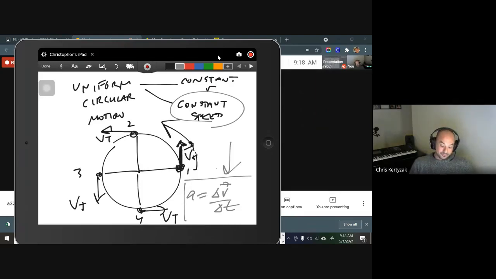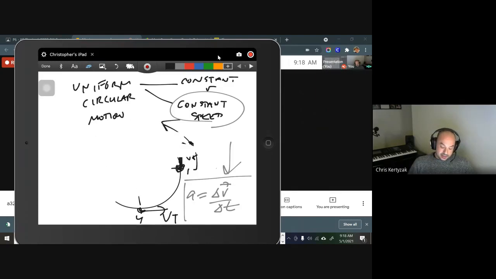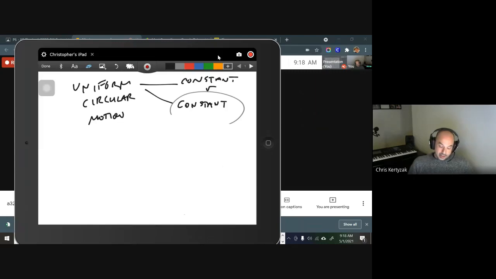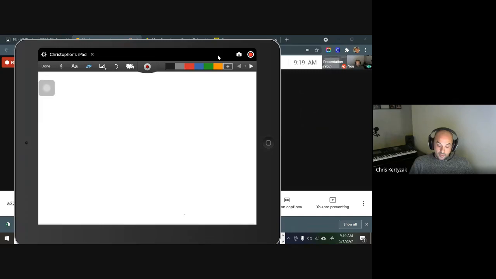And we call that the centripetal acceleration. Centripetal means center seeking. I think it's Latin. So a centripetal acceleration, just like a centripetal vector, is pointing towards the center of the circle. It's a center seeking quantity.